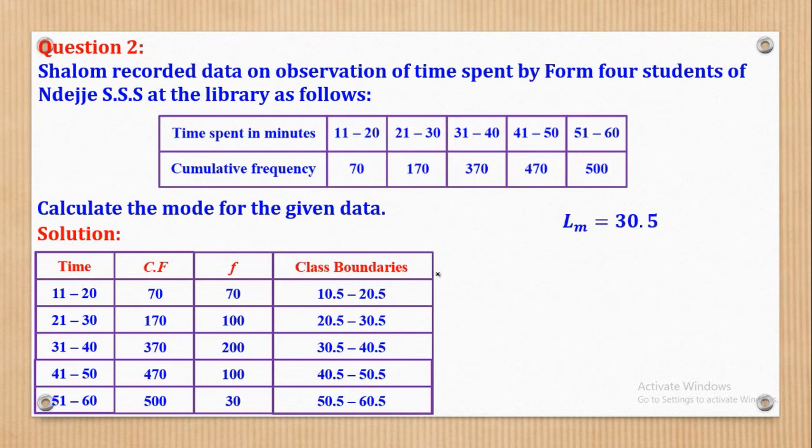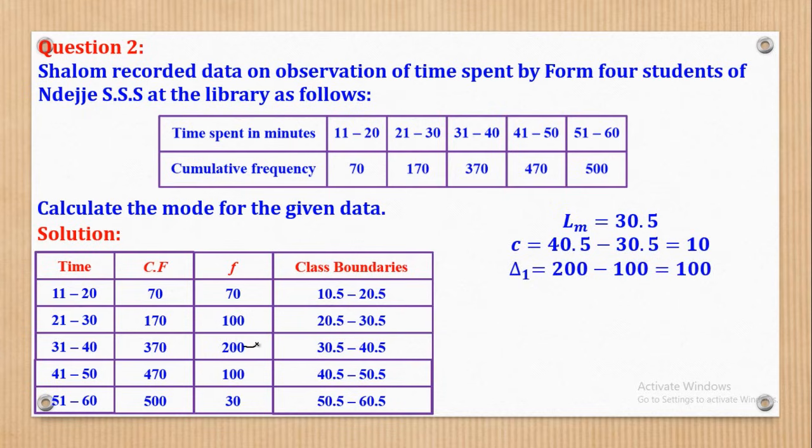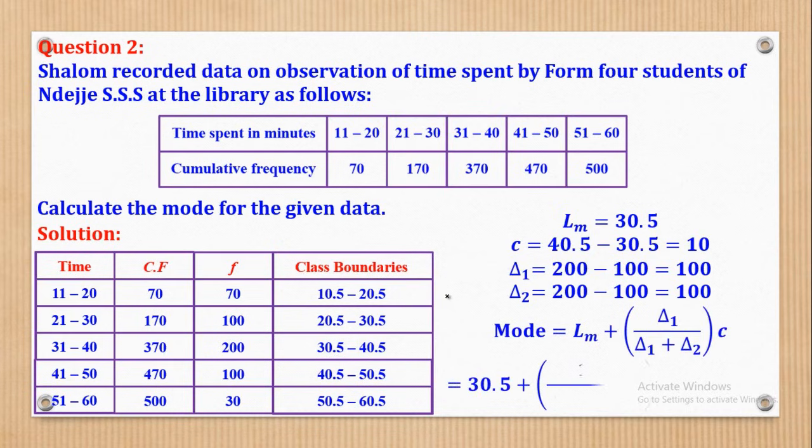The next is to calculate the lower class boundary. So the modal class, of this frequency, it is this 200, which is bigger, so this will be your modal class. So the lower class boundary is this, and then the class width is this minus this, which gives you 10. Then delta 1 will be this minus this to give you 100, and delta 2 will be this minus this to give you 100 also. The next is to code the formula, then you substitute and get the output, and that will be the mode they wanted.